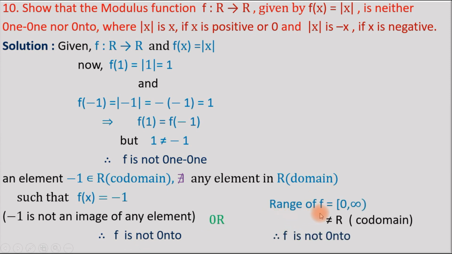Or look at the range of the function. The range of the modulus function is the set of all non-negative real numbers, which is not equal to the real number codomain. Hence f is not onto. So the modulus function f from real numbers to real numbers is neither one-one nor onto.